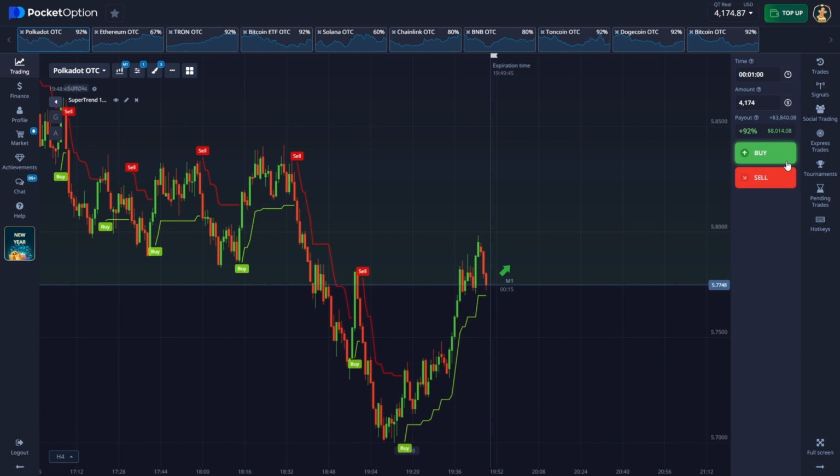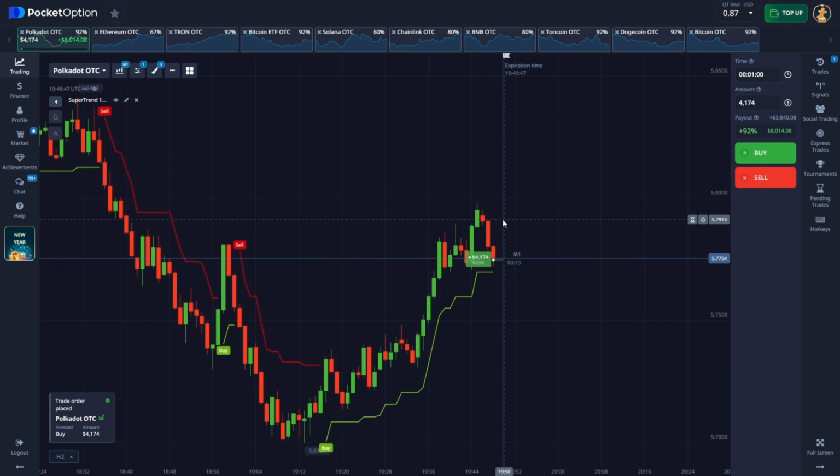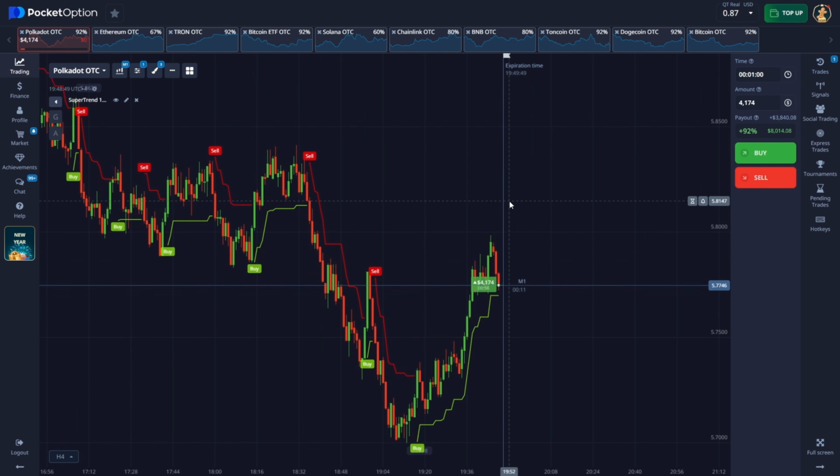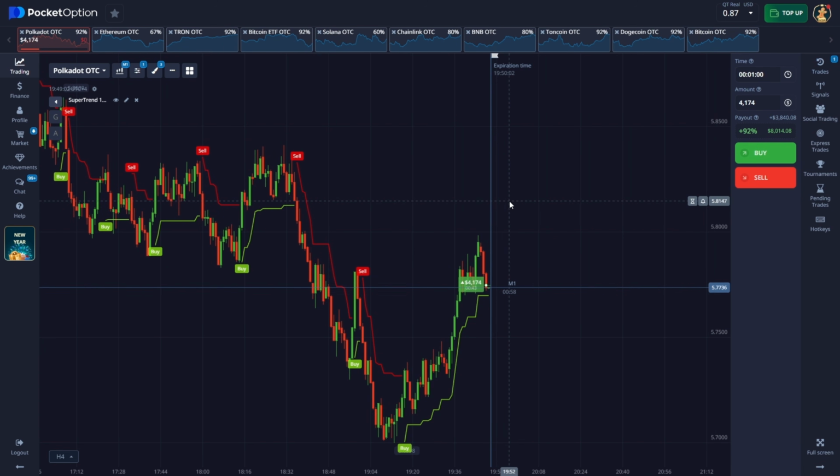On Polkadot OTC, we have a trade set up for the upside move. I placed a trade for the upside move on Polkadot. As you can see, there's an uptrend and there's a buy signal, which is why I took this trade for the upside. The candle closed near the buy level, but currently the trade isn't going in our favor. Let's wait and see.